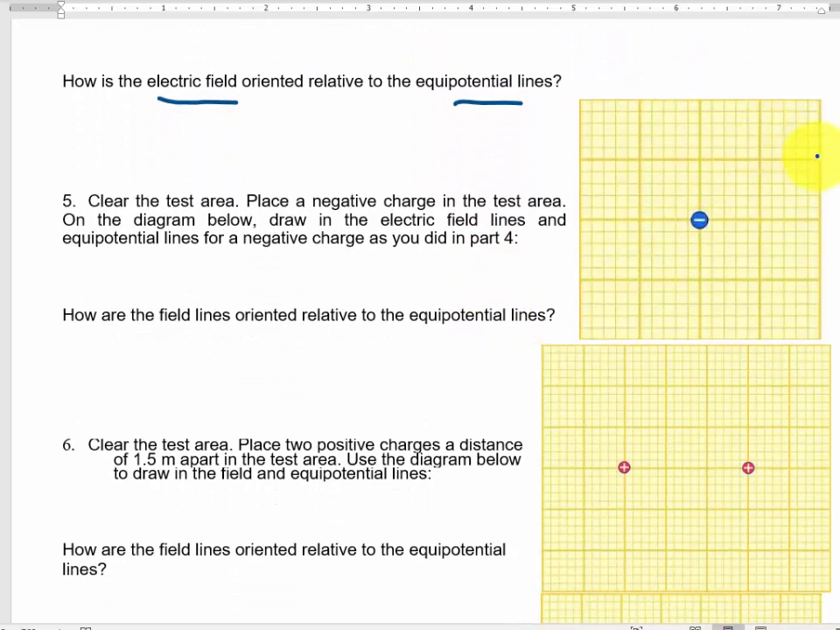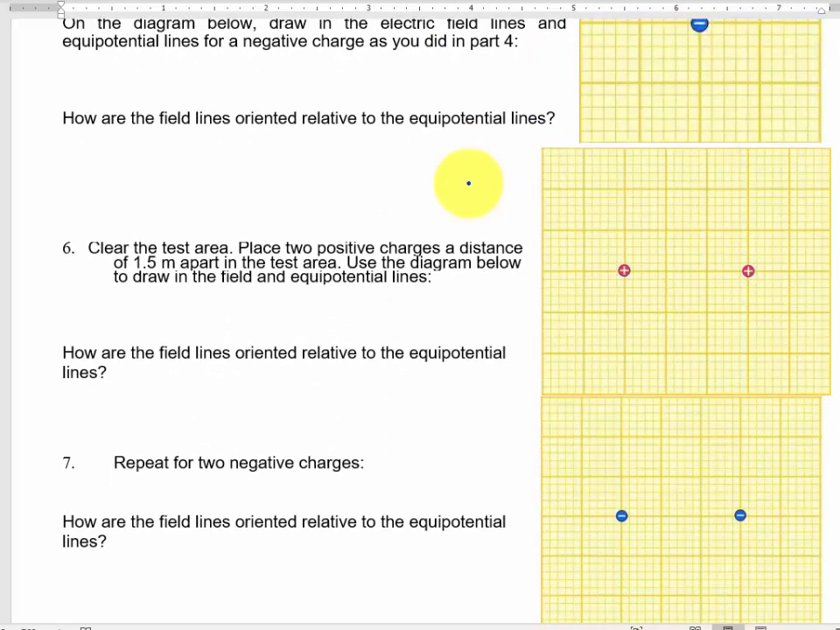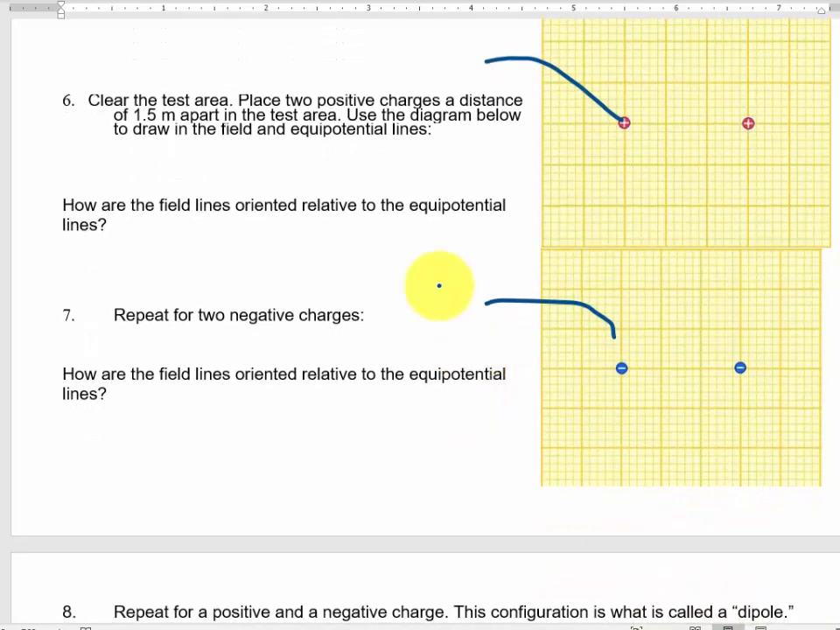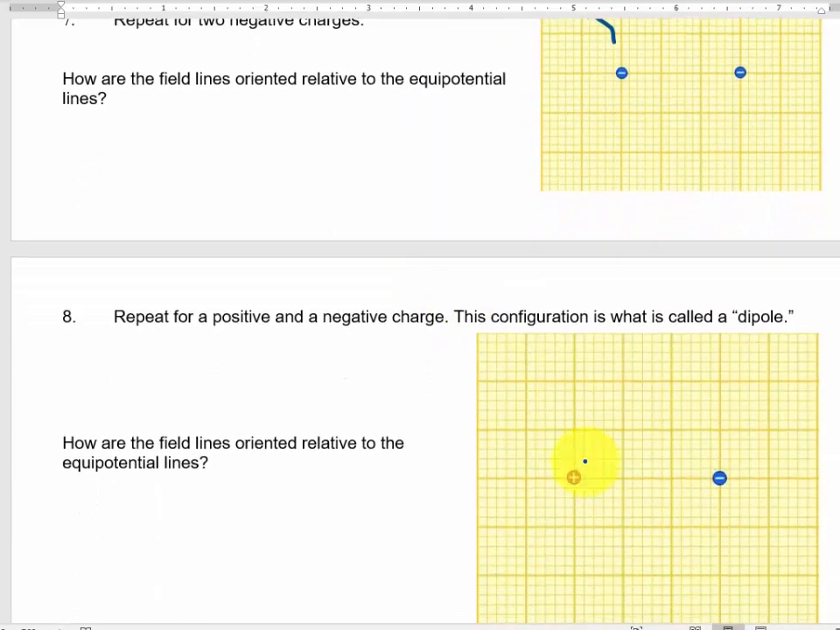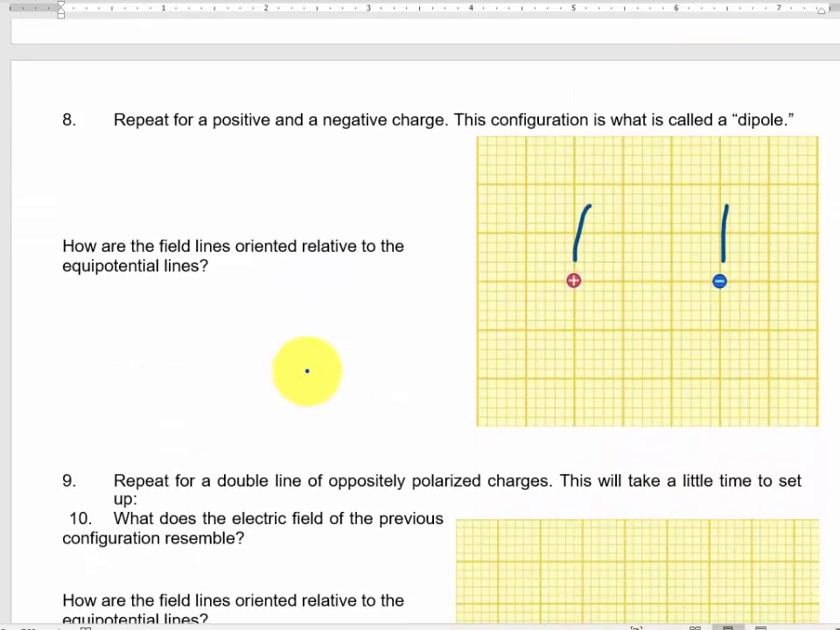Then you can do this for a couple different configurations. So you just stick a negative charge in there. I'm not going to show you that because it's pretty straightforward. And then you're going to put 2 positive charges, 2 negative charges, and then you're going to do what's called a dipole, which is a positive charge and a negative charge. And all you're going to do is map out lines of constant potential and sketch in where the electric field lines should be for that.